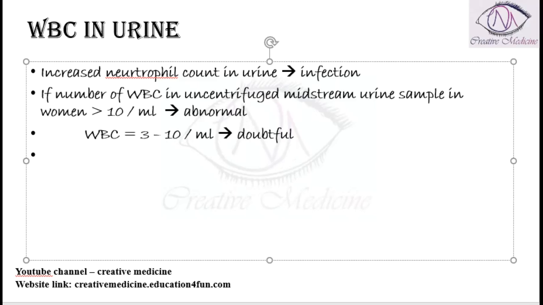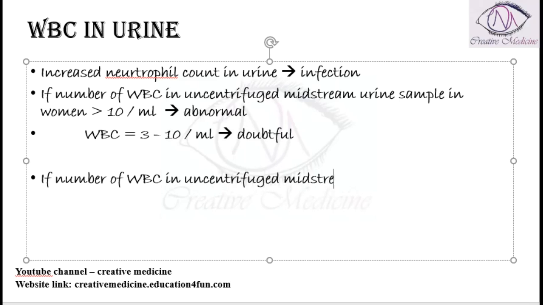Then the same for a male: if the number of WBCs in an uncentrifuged midstream urine sample in a male is found to be more than 3 per ml, then in most cases it is abnormal.